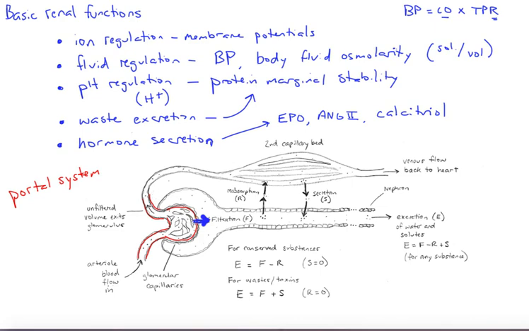Okay, so filtration is this bulk flux out of the capillary to form a filtrate that's in this structure, which we refer to as the nephron. This guy in green, and it actually wraps right around the glomerular capillaries.